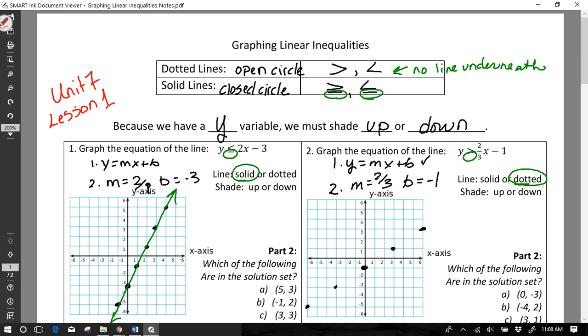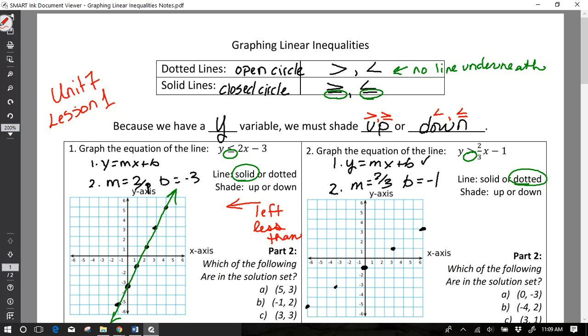Now we are ready to go to part two, okay? Shading up or down. If we're going to shade up, we should have a greater than or equal to symbol. If we're shading down, it should be less than or equal to. All right? So this is a less than. And I want to remind you that if we drew an arrow, this is facing the left, okay? And you could say left could help you remember less than.